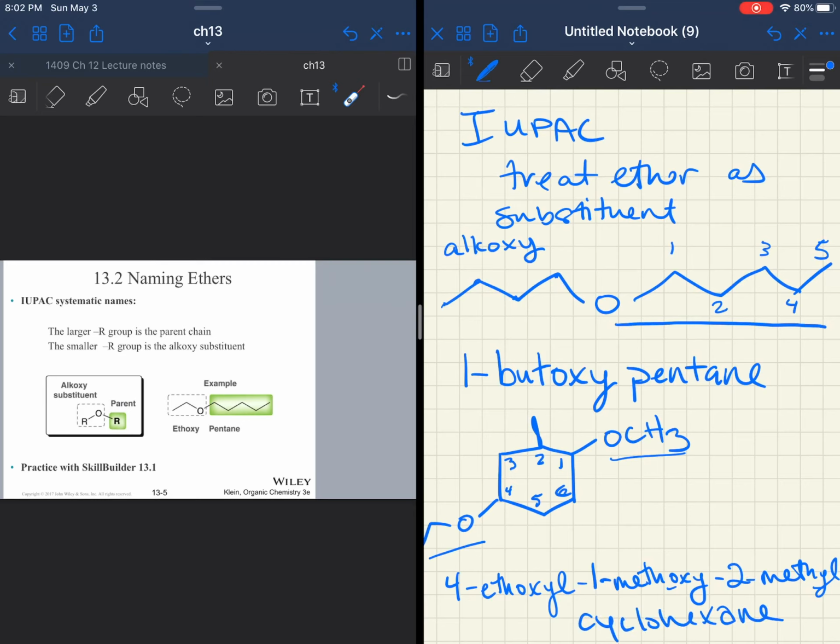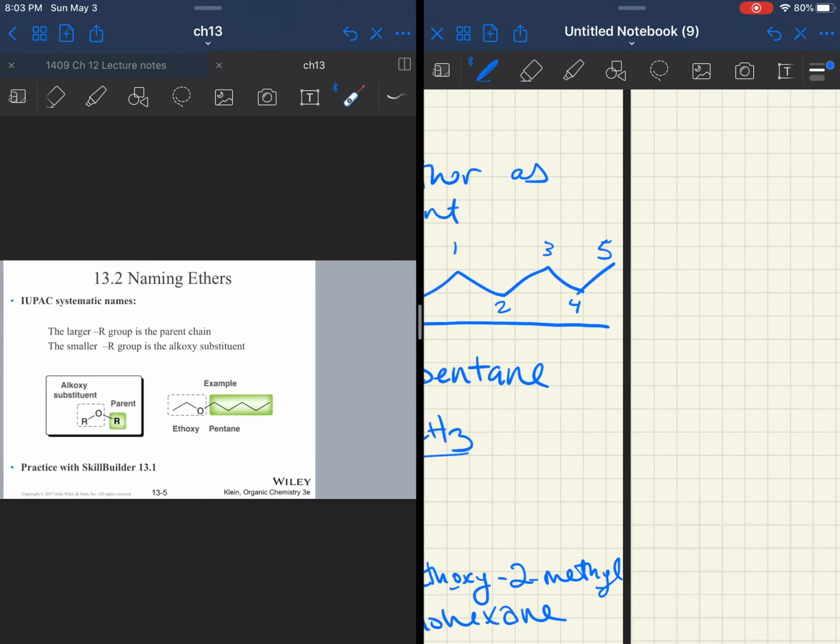Not really hard to name, but you should certainly practice naming, as we continue on and add more and more pieces, it's a lot to manage. So make sure you're practicing.